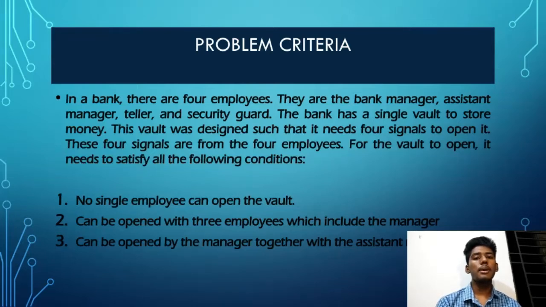So, in a bank there are 4 employees. They are the bank manager, assistant manager, teller, and the security guard. The bank has a system vault to store money. The vault was designed in such a way that it needs 4 signals to open it. These 4 signals are from the manager, assistant manager, and employees. For the vault to open, it needs to satisfy all the following conditions.